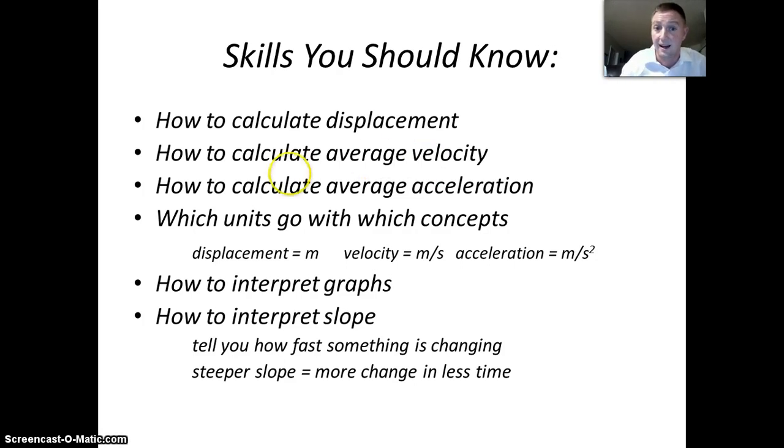All right? How to calculate average acceleration. This is what we did for the lab. Final velocity minus initial velocity divided by final time minus initial time. We did this in the lab. There's practice problems in the book. Take a look. You need to know which units go with which concepts.